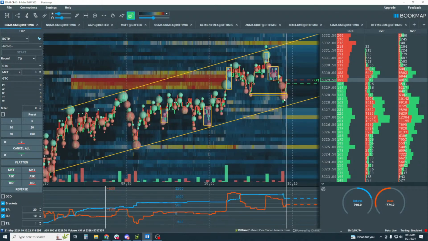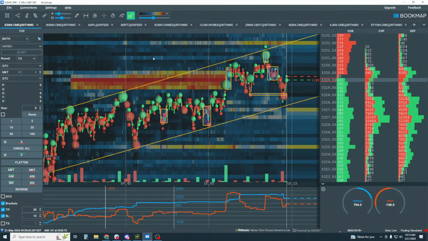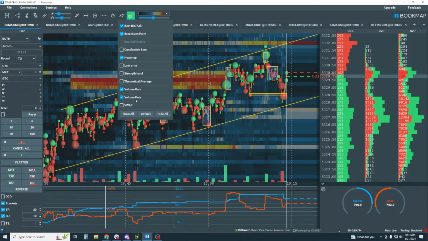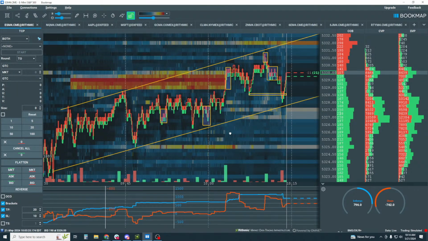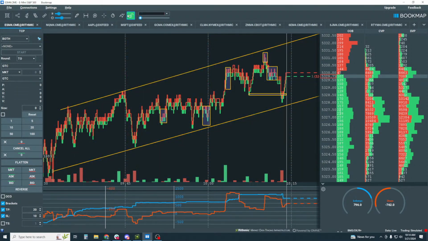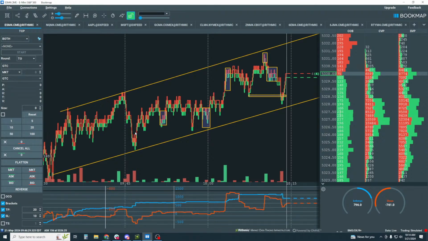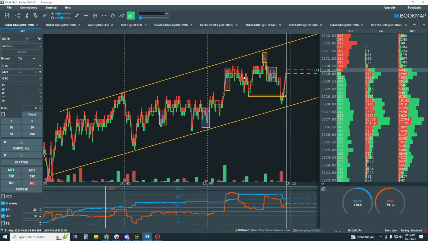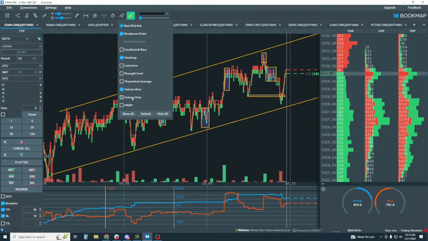Okay, so again, by just understanding, now we can look at a trend in here. Let me take the volume dots off. And we can look at a trend in here, and we can take the heat map off too, and start to understand the price action in here. And that's good, but we want to understand the context of the volume within here. And that's where we're going to get a lot more insight.